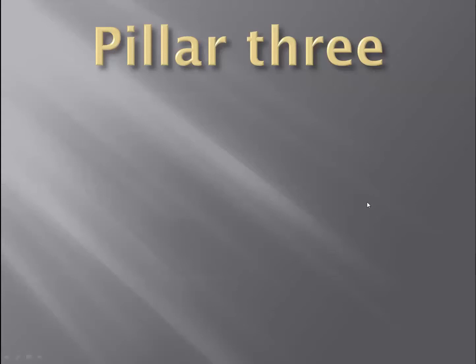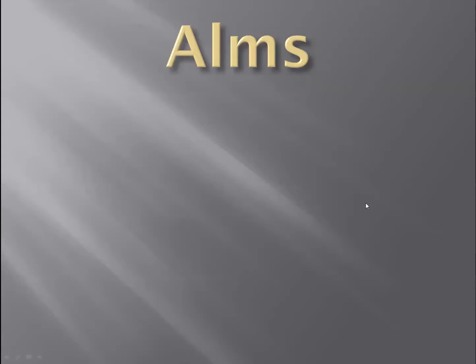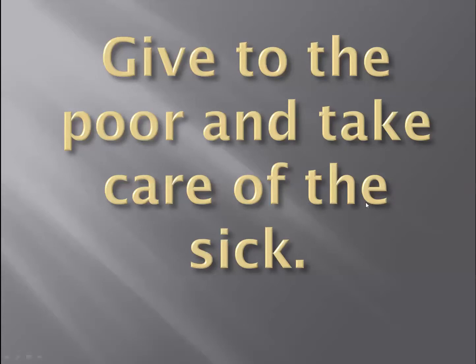Pillar 3 is alms, or giving to charity, is the way we would say it. In this pillar, they are expected to give a portion of their income to the poor. They are also expected to take care of orphans, the sick, widows, anyone less fortunate than themselves. And again, they are expected to give a certain percentage of their income to the needy every month, every week, whenever they get it.